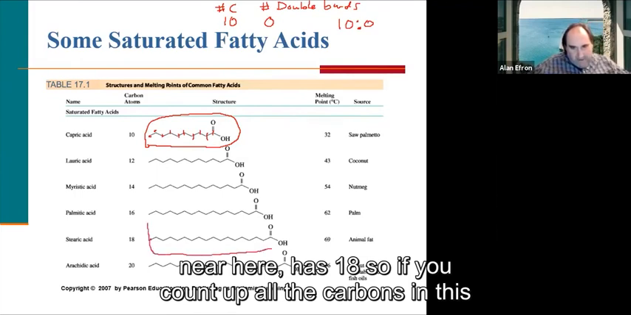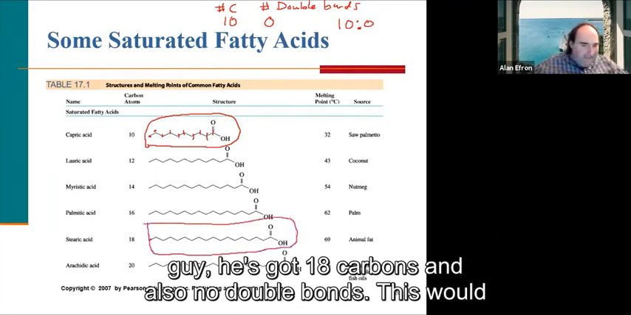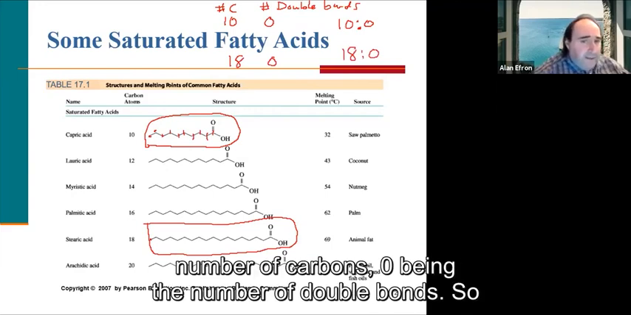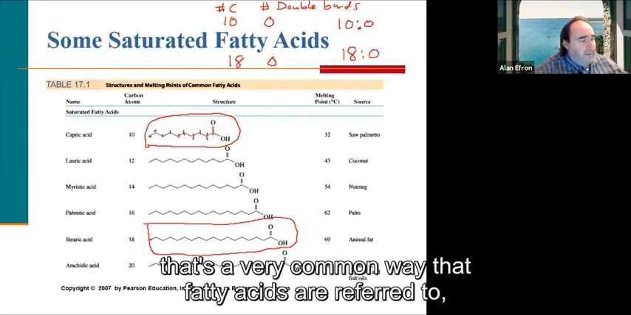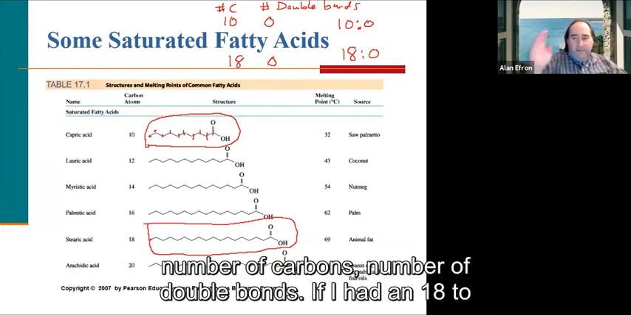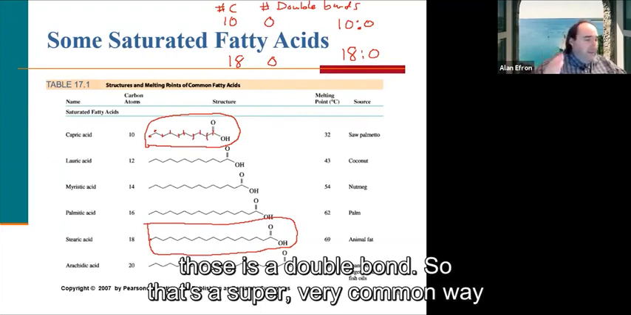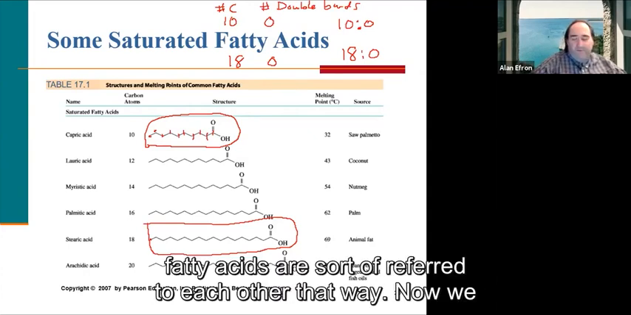So if you count up all the carbons in this guy, he's got 18 carbons and also no double bonds. This would be referred to as an 18 to 0 fatty acid. Again, 18 being the number of carbons, 0 being the number of double bonds. So that's a very common way that fatty acids are referred to: number of carbons, number of double bonds. If I had an 18 to 1 fatty acid, that would mean I have 18 carbons and one of those is a double bond. So that's a very common way fatty acids are referred to.